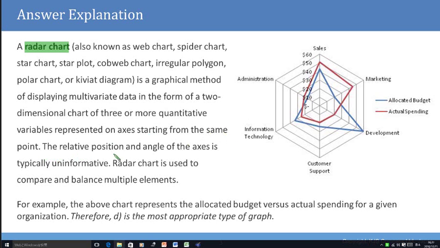The relative position and the angle of the axis is typically uninformative. Radar chart is used to compare and balance multiple elements. For example, the above chart represents the allocated budget versus actual spending for a given organization. Therefore, D is the most appropriate type of graph.